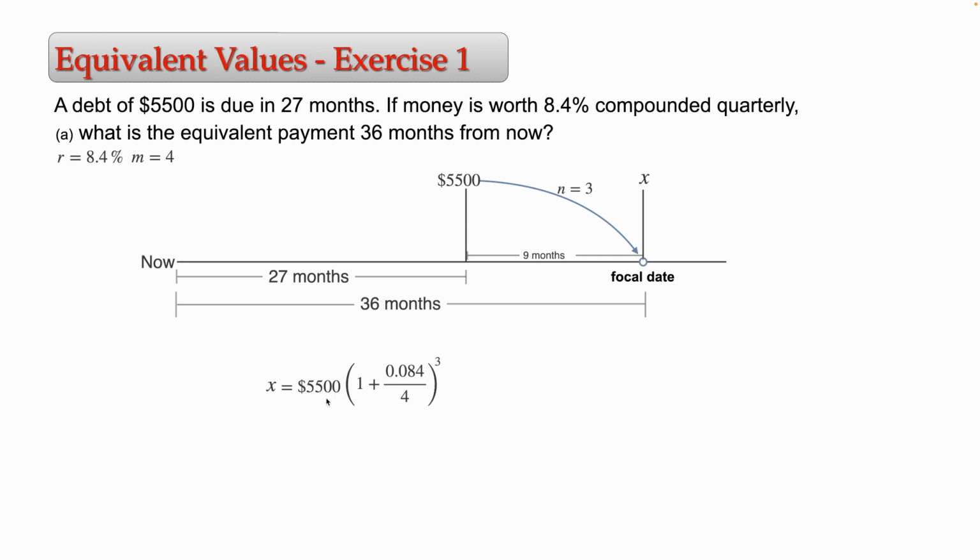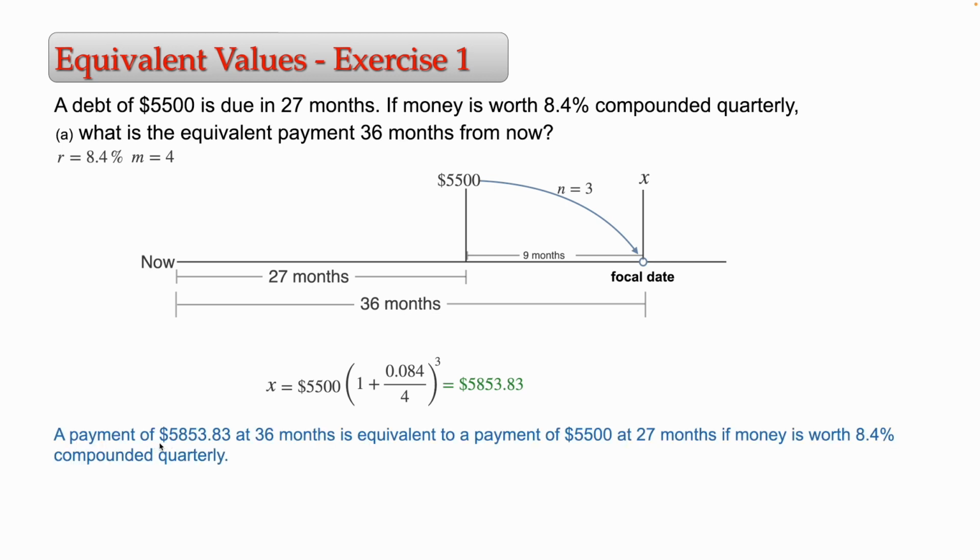So use your calculator for doing that. 5,500 open bracket 1 plus 0.084 divided by 4, close the bracket and to the power 3. I'm using this Sharp EL-520. I press enter and the answer is 5,853.83. So a payment of 5,853.83 at 36 months is equivalent to a payment of 5,500 at 27 months, if money, of course, is worth 8.4% compounded quarterly.